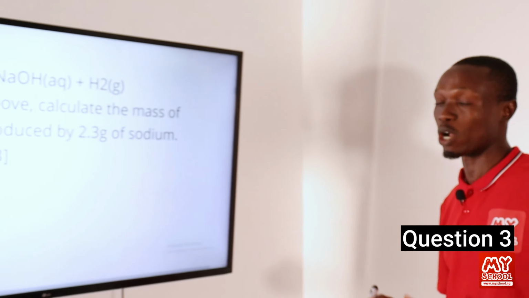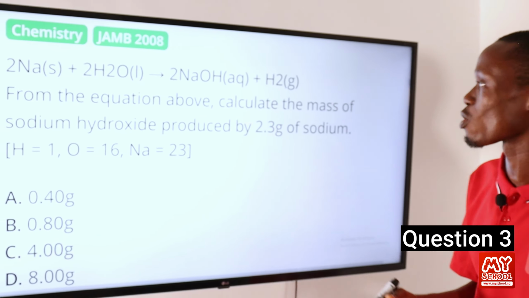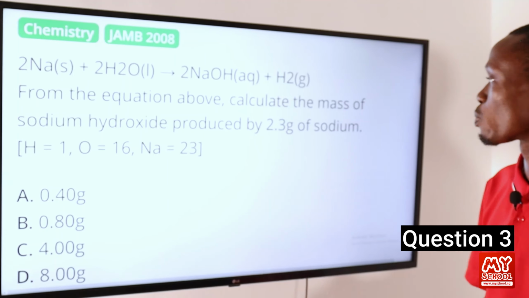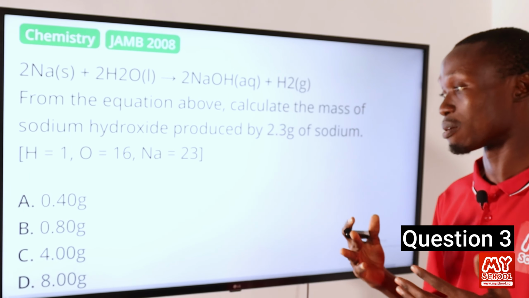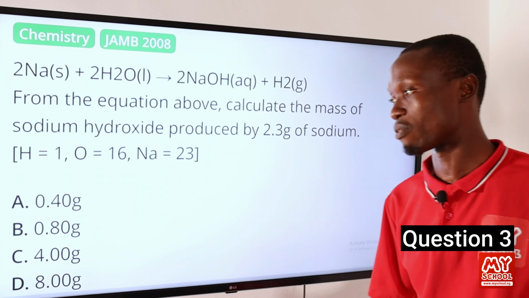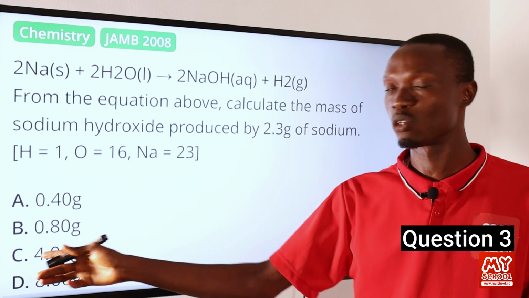So from our calculation, we actually got 4 grams. So the mass of sodium hydroxide that will be produced by 2.3 gram of sodium is 4.0 gram. Okay, that is 4 gram, right? So that makes option C the correct option.